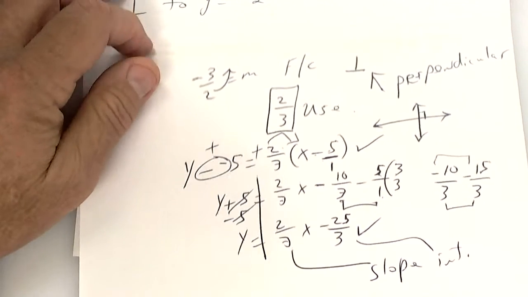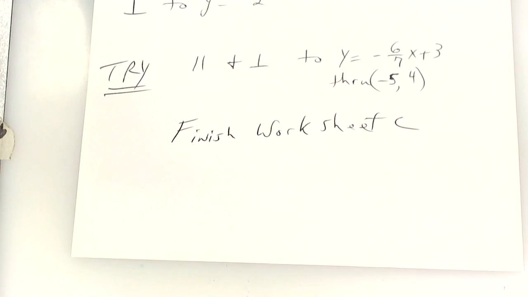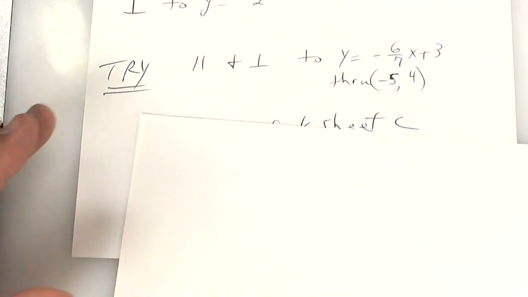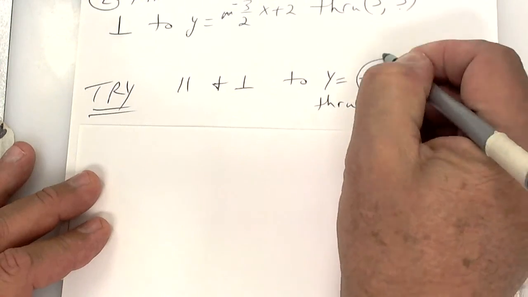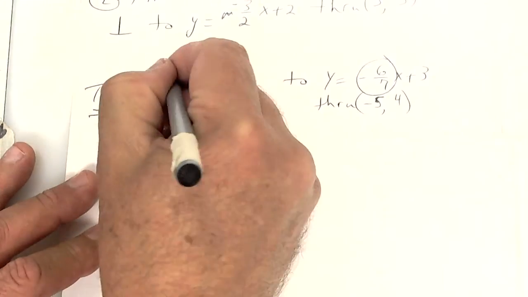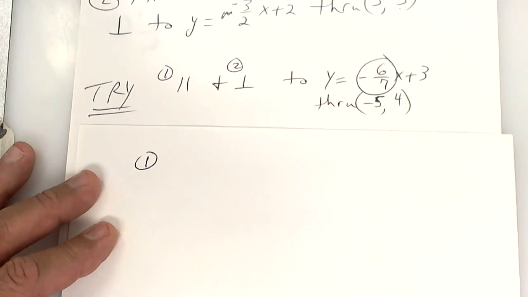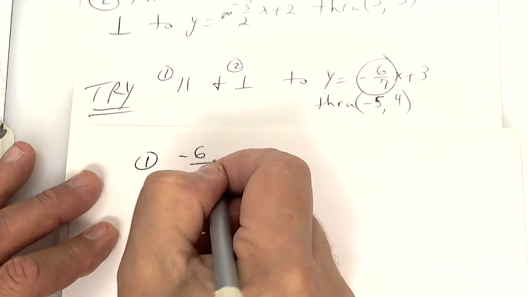All right, on a new sheet of paper, try these. I want parallel and perpendicular. I want two things for this one. All right, let's try parallel. Parallel, you're going to use the same slope. So number 1, we'll call that number 1 and that number 2. So we're going to use negative 6 over 7.